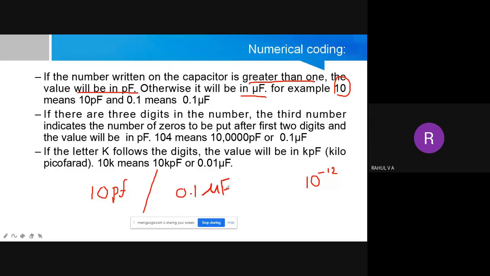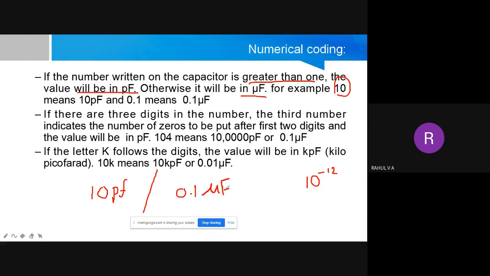Okay, so that is the first rule. The first rule: if the number written on the capacitor is greater than 1, the value will be in picofarad. For example, if it is printed 10, that is greater than 1, so directly we will write 10 picofarad.